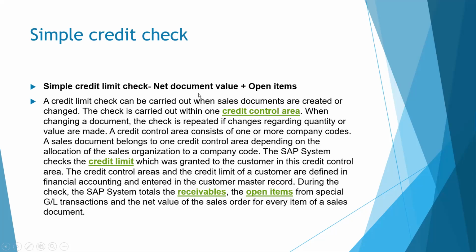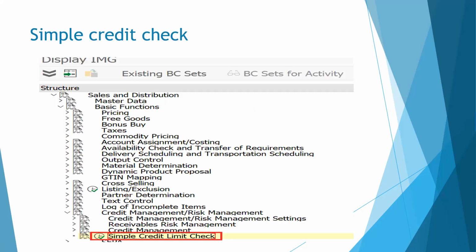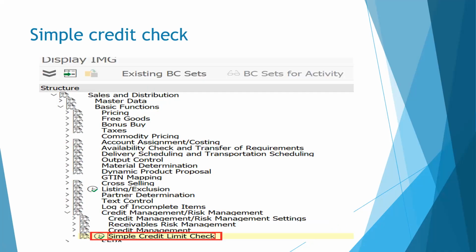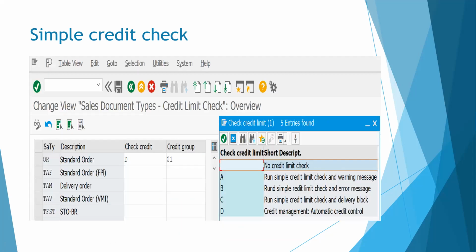So let's try to understand this in the SAP system practically. Then you will be able to understand this simple credit check. Where is the definition? Okay, let's check the simple credit check definition in the SAP system. So now you got to know, right? What is simple credit check?